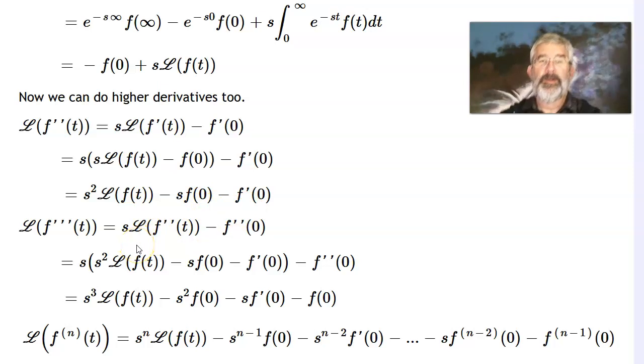Now I could do the third derivative by saying, hey, the third derivative is the first derivative of the second derivative. So using the original rule, this would be s times the Laplace transform of the second derivative minus the second derivative evaluated at 0. But we just calculated that the Laplace transform of the second derivative is all this stuff. So I plug all that stuff in parentheses and distribute the s through and find that the Laplace transform of the third derivative is s cubed times the Laplace transform of the function minus s squared times the function evaluated at 0 minus s times the derivative evaluated at 0 minus, this should say, the second derivative evaluated at 0.